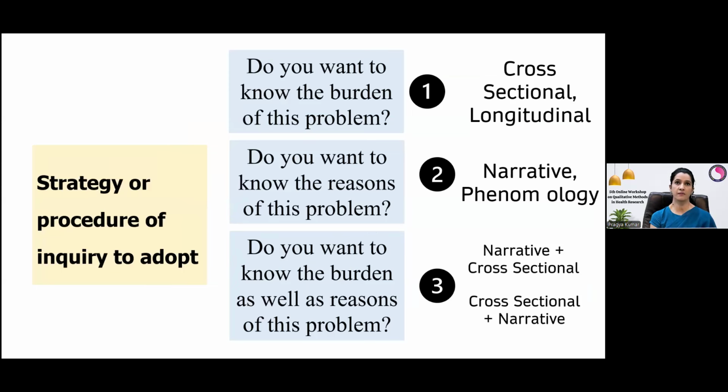So if my worldview is that of a positivist, I can use a cross-sectional study design classically, or I may use a longitudinal study design where I keep on following maybe a clinician or a particular person, or maybe the patients, to see the type of communication and the extent of this problem. And if I want to know the reasons, then I'll go for a narrative or a phenomenology. And if it is both, then I may club narrative as well as cross-sectional.